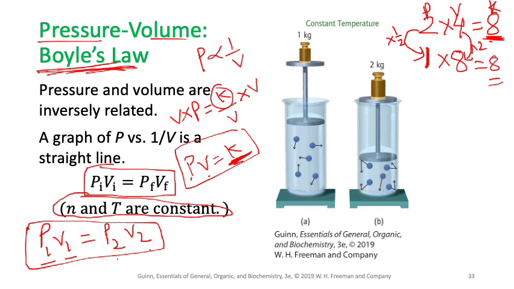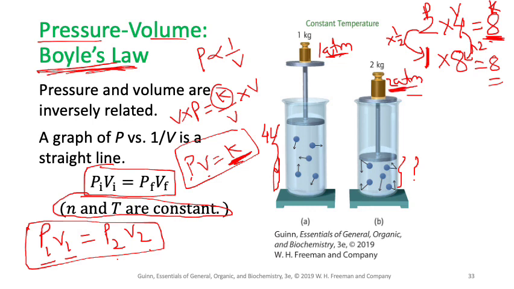Let's assume we have 1 atmosphere pressure on the top, and the volume of the gas over here is, let's assume, 4 liter. If I increase the pressure from 1 atmosphere to 2 atmosphere, then what should be the volume over here? How are you going to get it? So what happened over here? I increased the pressure from 1 to 2 atmosphere.